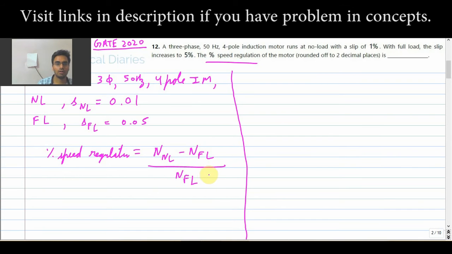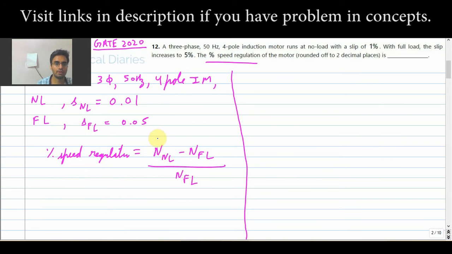Here, one thing strikes my mind: they have given the slips at no load and full load. So you just have to calculate the no load and full load speeds and then you can put them in this formula.